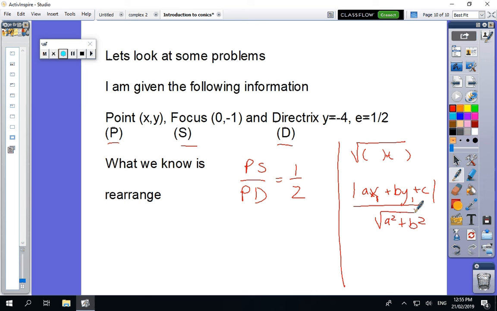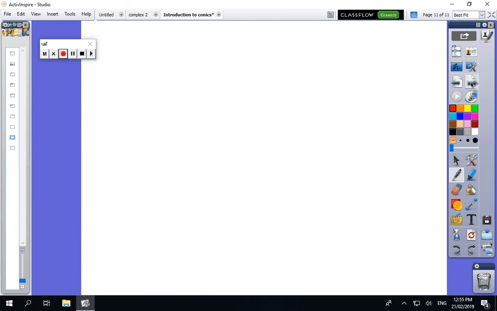So we can rearrange this equation to give us that the distance between the point and the focus equals 1/2 of the distance between the point and the directrix. And then we can just use what we know as distance formulas to put them in. I'm just going to flip the page. What we get is the square root of (x minus 0) squared plus (y plus 1) all squared. Sorry, that should be a minus 1 because that's the minus point.